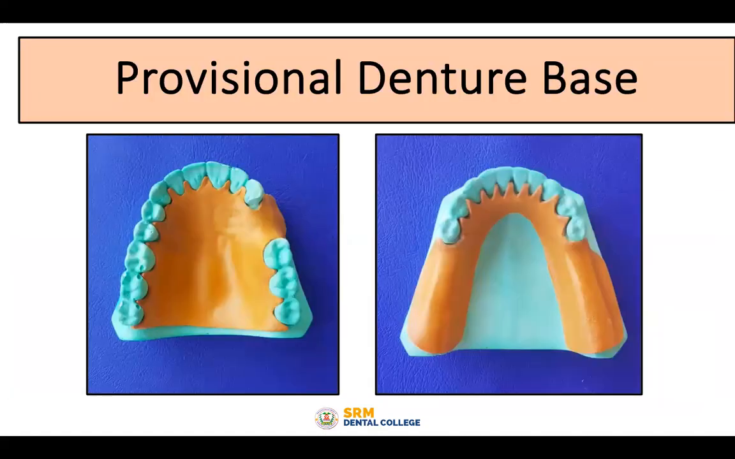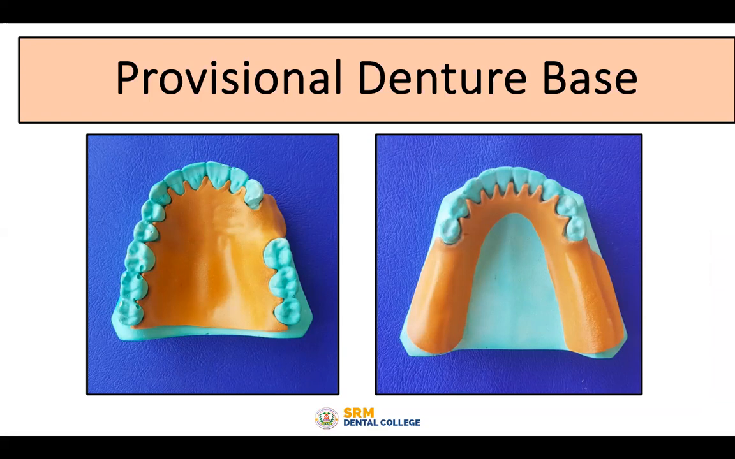Once the cast is made, the provisional denture base is made. Here I happen to show you two or three clinical situations, which are of a Kennedy's class 3 and Kennedy's class 1 in the mandibular cast. Shellac is the most ideal provisional denture base material by which the acrylic dentures are made.